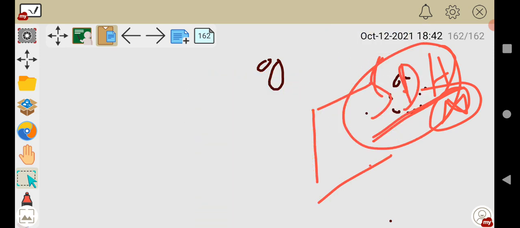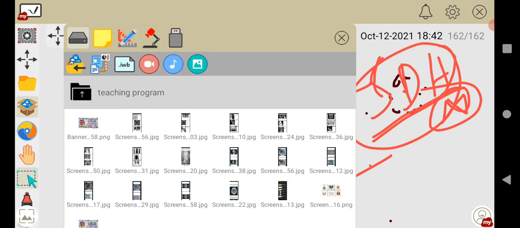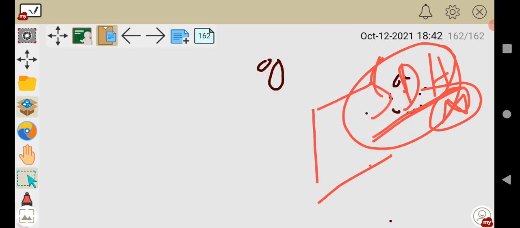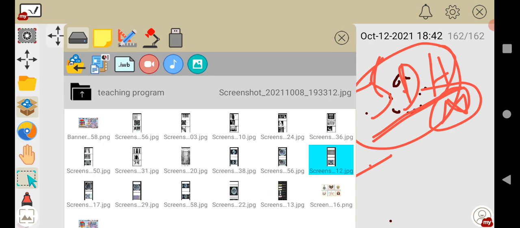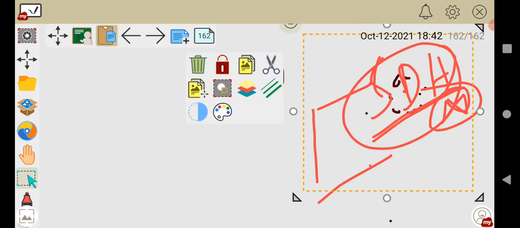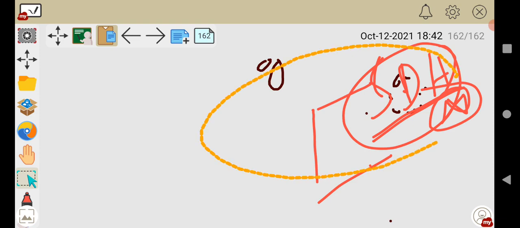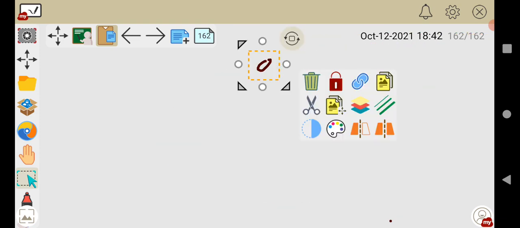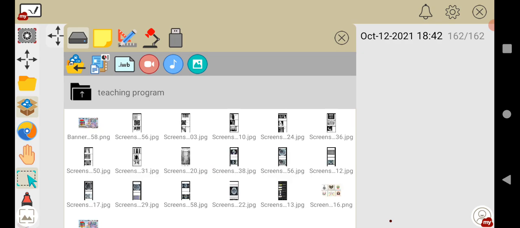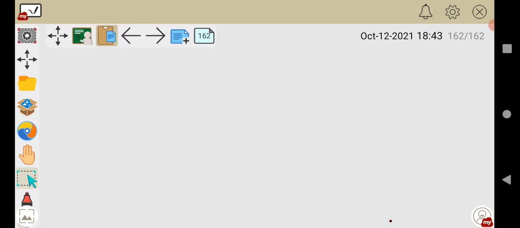Okay, this one we discussed already. Let's take this one. One second, guys. I should take another page.